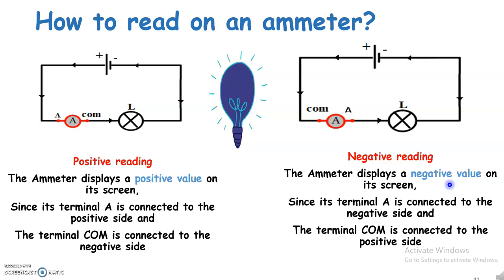Minus 3 ampere means the real value is 3 ampere, but the minus means please switch the connection of the ammeter. Reverse the connection of the ammeter. The ammeter is connected in a wrong way.